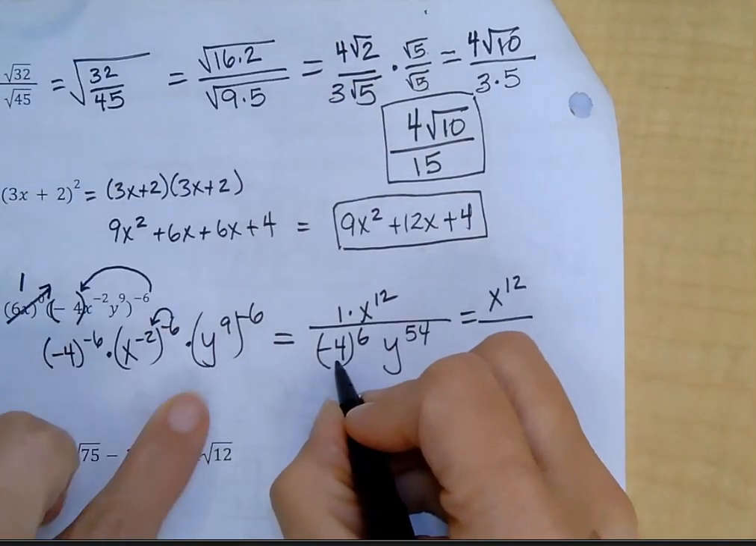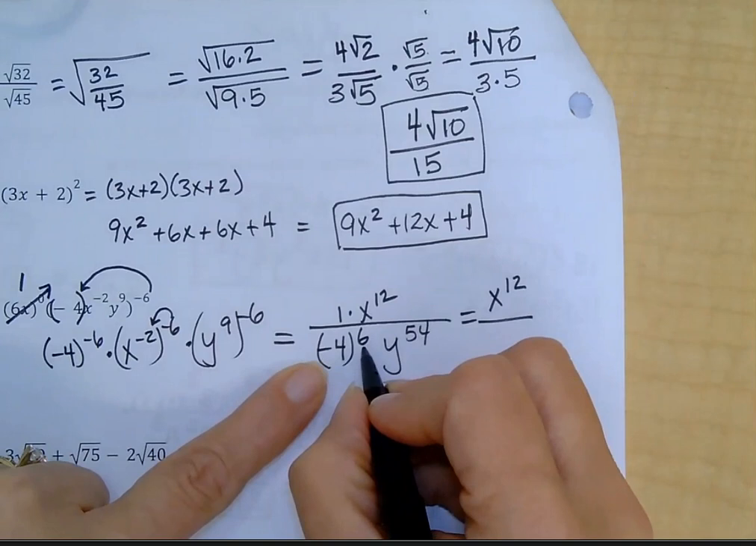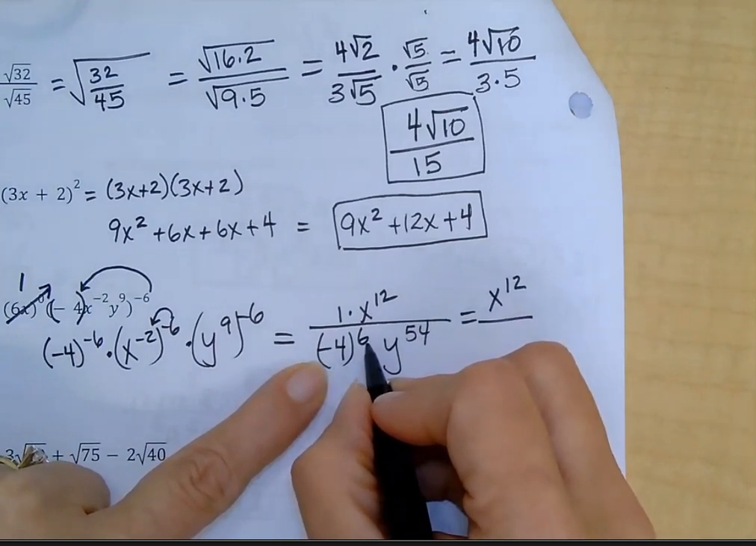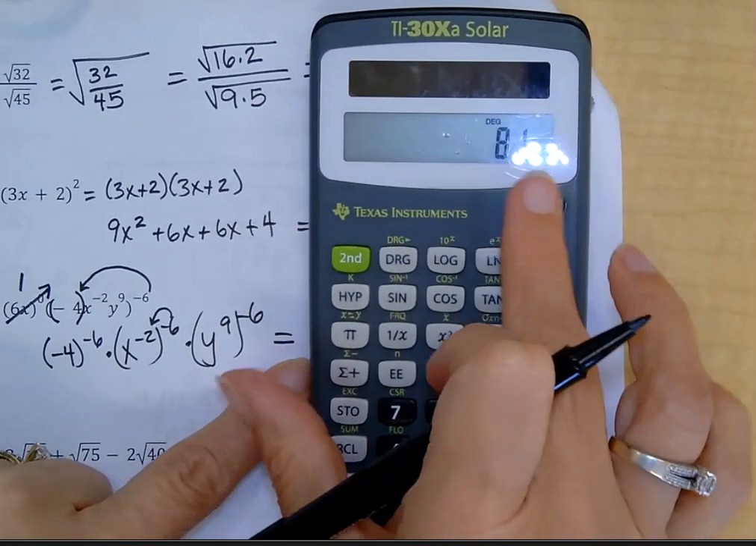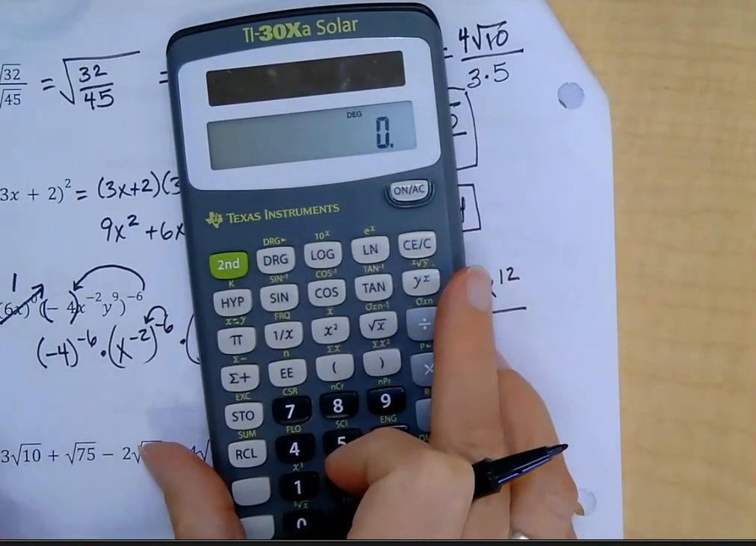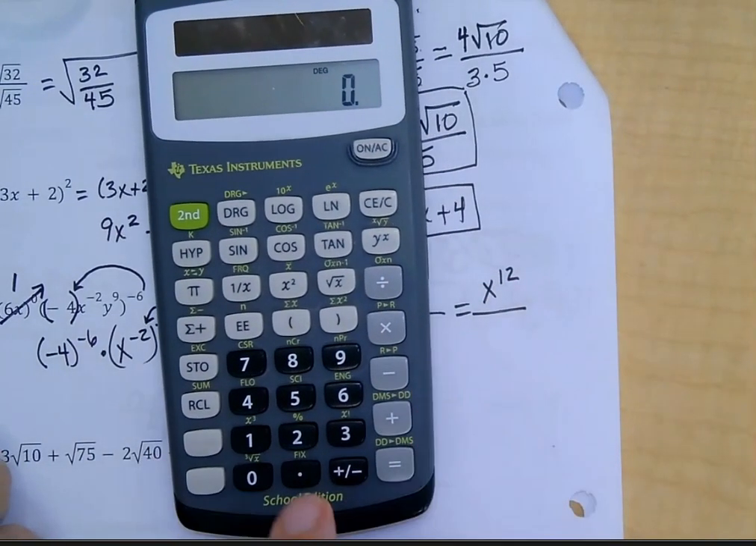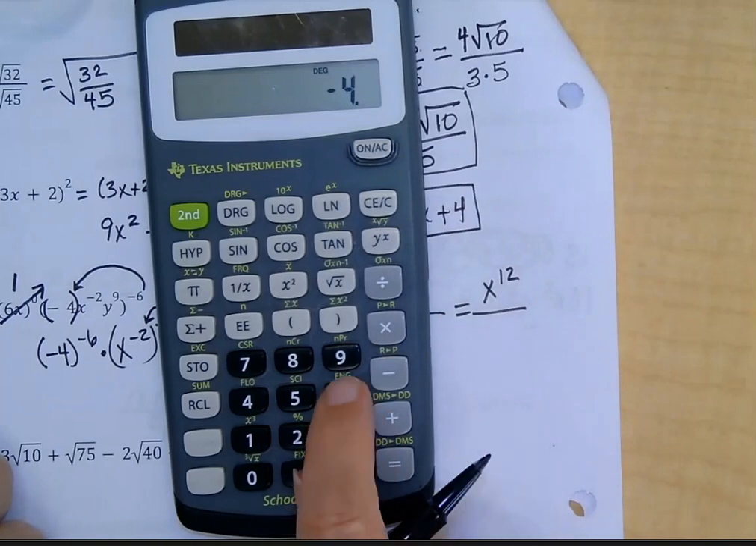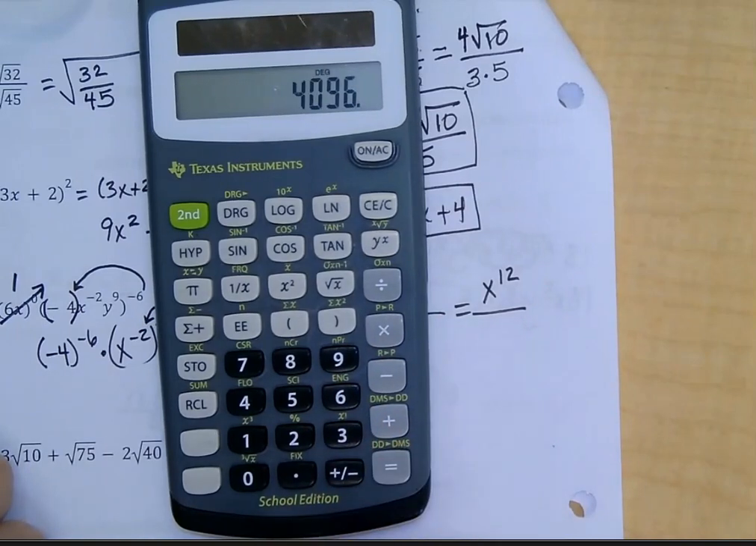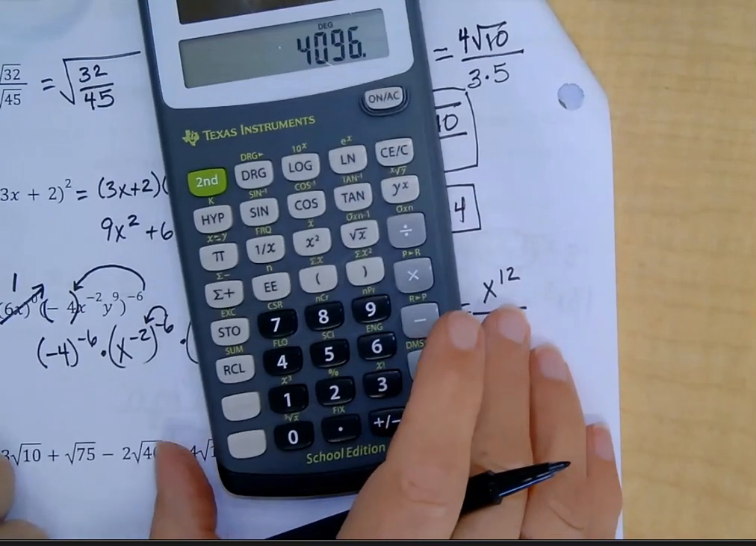Down here, negative 4 raised to the 6th power. It's an even power, so I know that my answer is going to be positive, not negative. Okay, negative 4 to the 6th on your calculator. Here's how you do it. Put in negative 4, so you press 4 and make it negative. I am raising that negative 4 to the power of 6. Y to the x, 6 is the power I want. 4096 is my number.